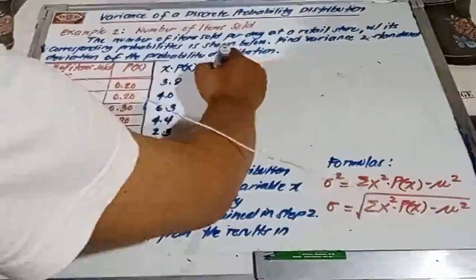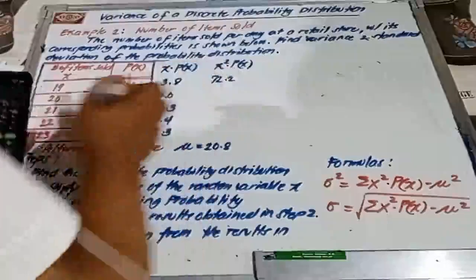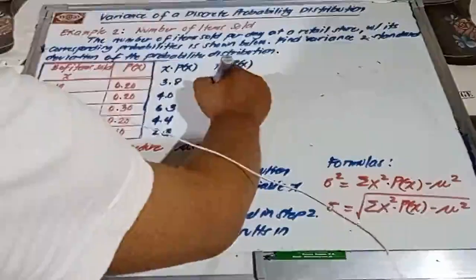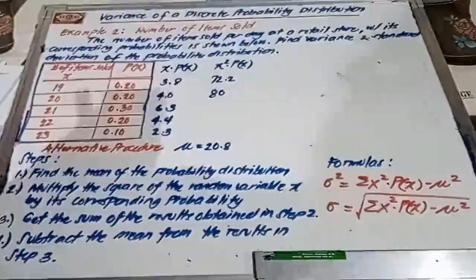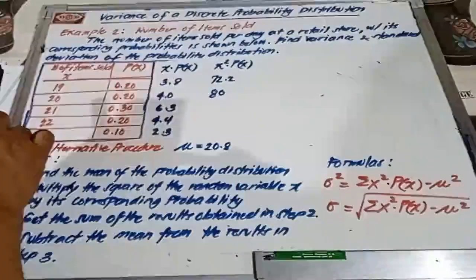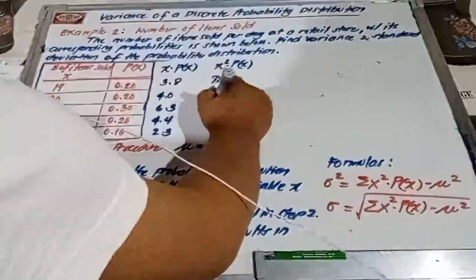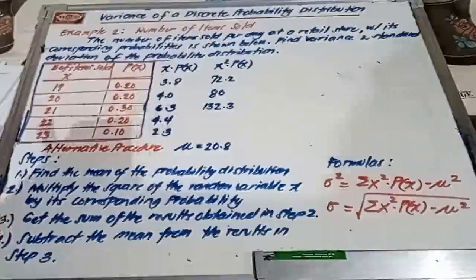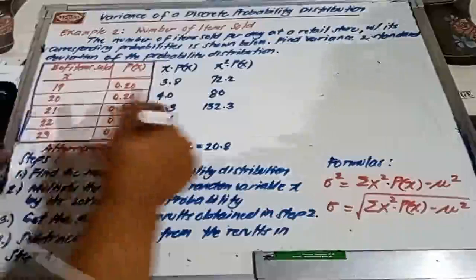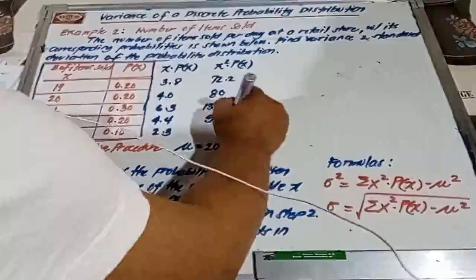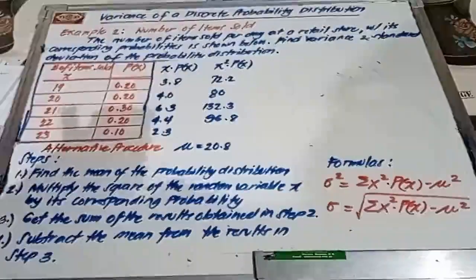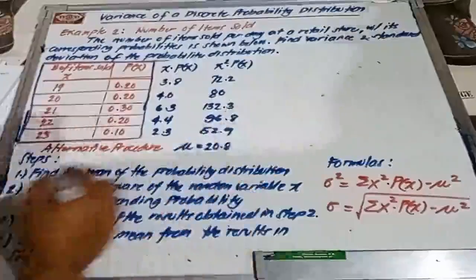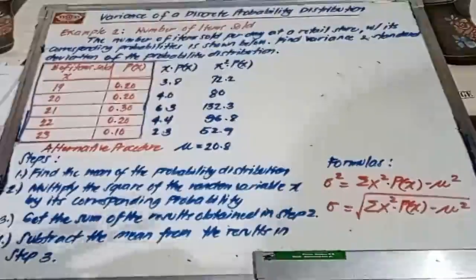We have 72.2. 20 times 4 is 80. Okay? 21 times 6.3, 132.3. And then 22 times 4.4, we have 96.8. Then 23 times 2.3, 52.9. Okay? So ito na yung step number 2.